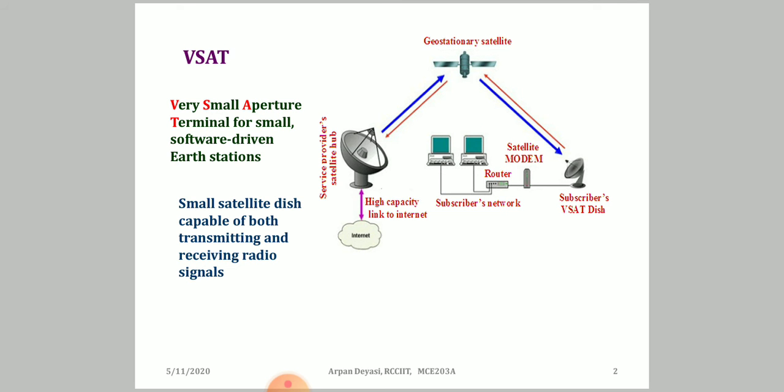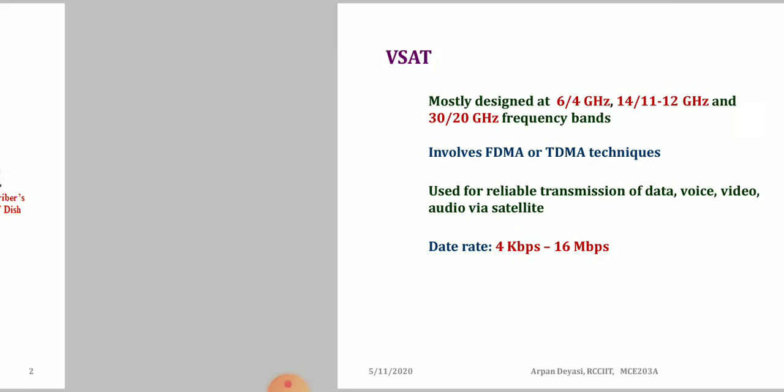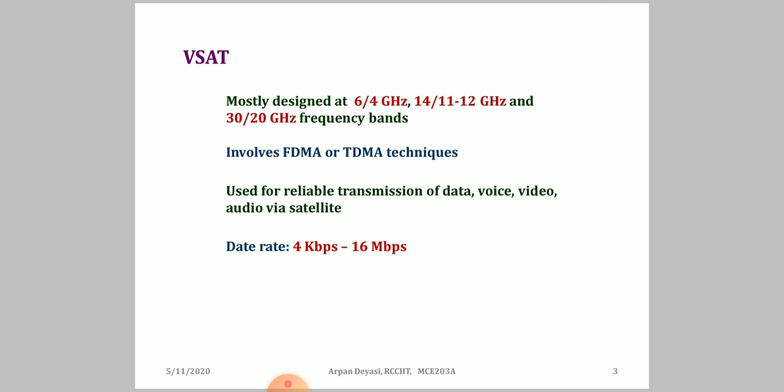So from the transmitting signal, this is connected with a high capacity internet link, and that's the subscriber's VSAT. The transmitting side is the service provider satellite hub connected to the geostationary satellite through uplink, and downlink will come to the subscriber VSAT, and through the network connectivity, that means router and modem, it will go to the terminal PCs, that means the receiver's device. So that's the schematic diagram I have shown in the figure.